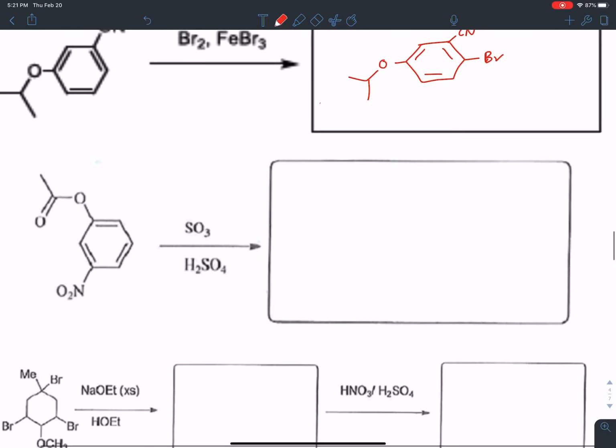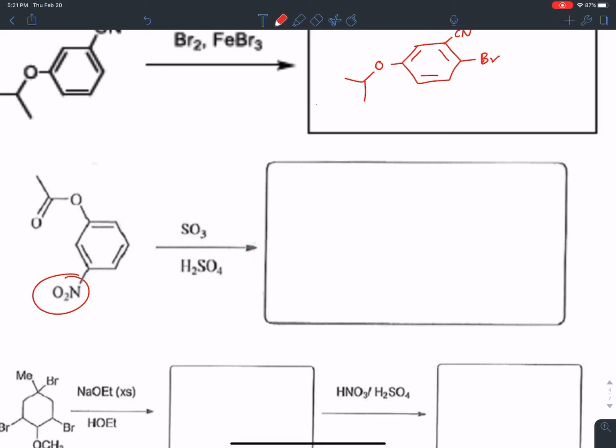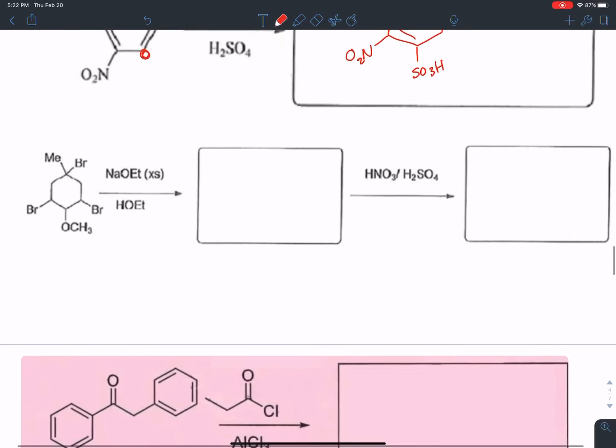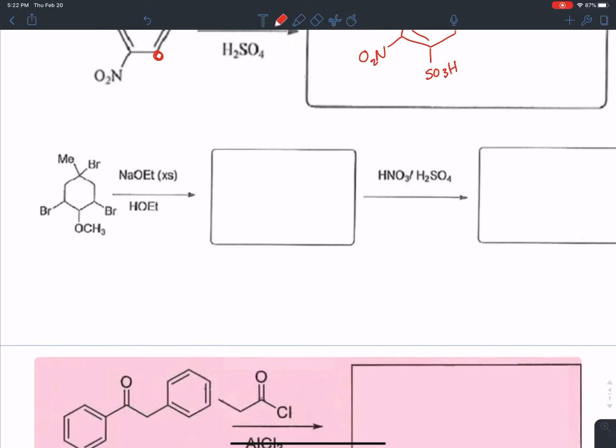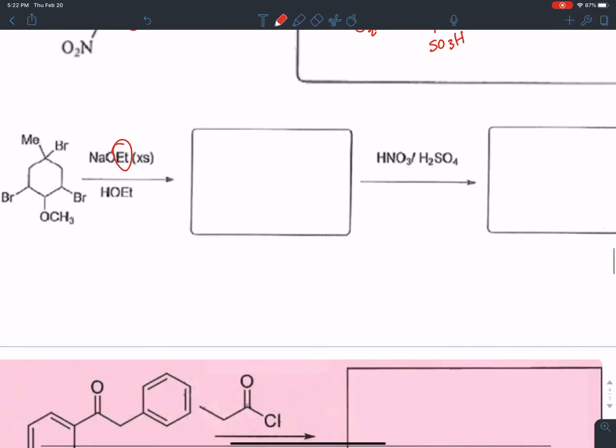Okay. The next question, we have NO2, which is again withdrawing or a meta director, but this oxygen is a donator. So we're going to listen to the oxygen, and the next thing needs to go ortho to it. So if this was the oxygen and this is your NO2, the next thing needs to go here, which is SO3H. Just like that.